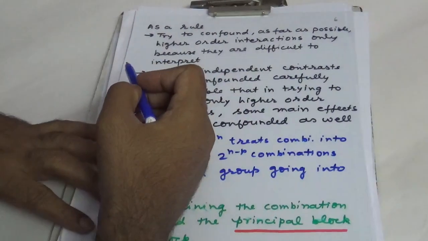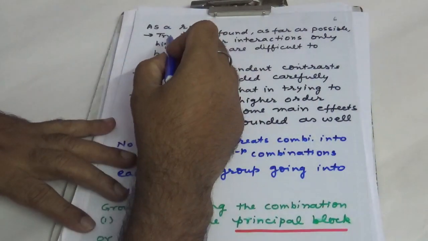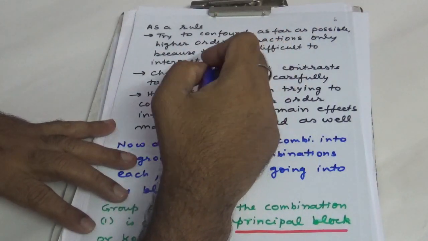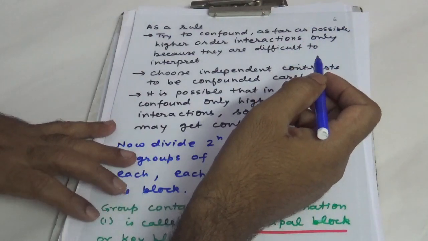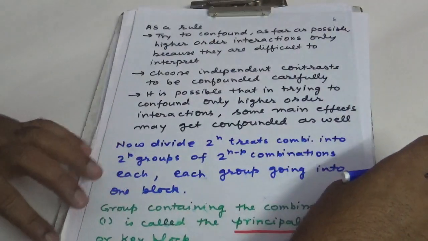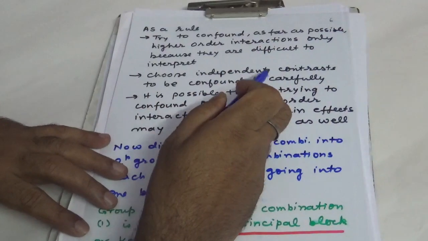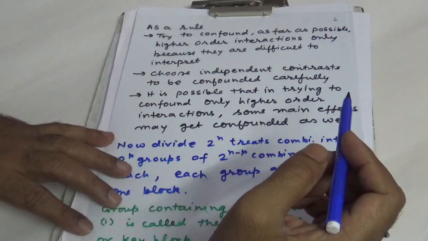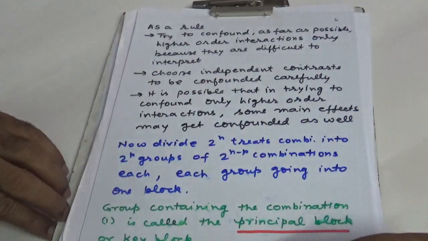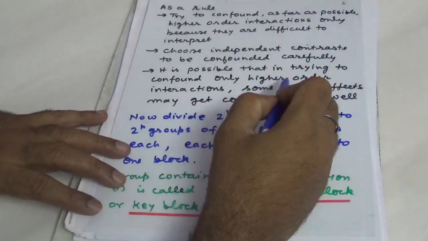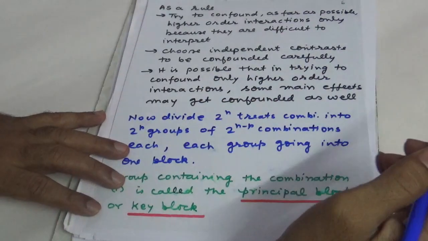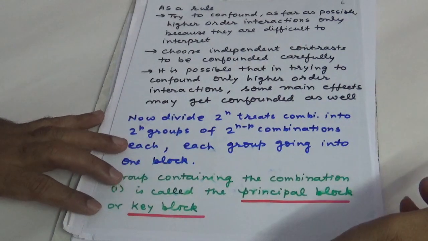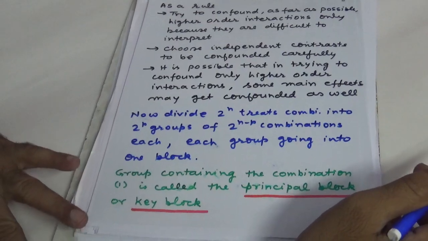Now, as a rule, you have to remember that we will try to confound, as far as possible, higher order interactions only, because they are difficult to interpret. There is no other reason. And we have to choose the independent contrasts very carefully, because it is possible that when you are trying to confound some higher order interaction, some main effect or lower order interaction effects may be getting confounded automatically. So we have to be extremely careful.